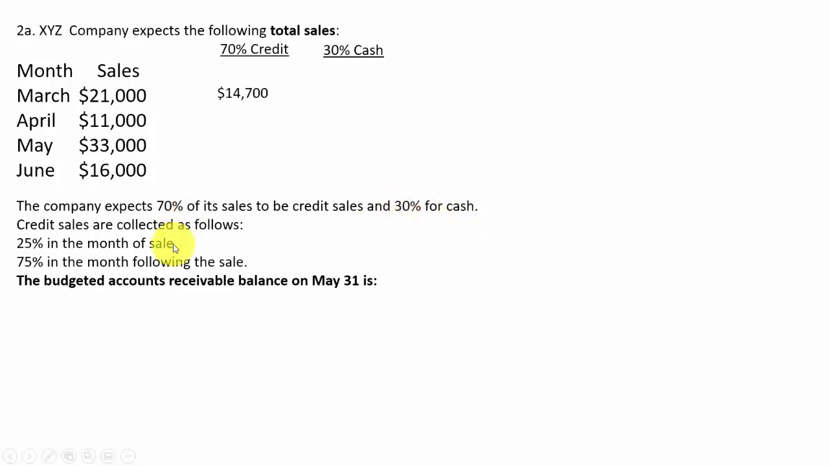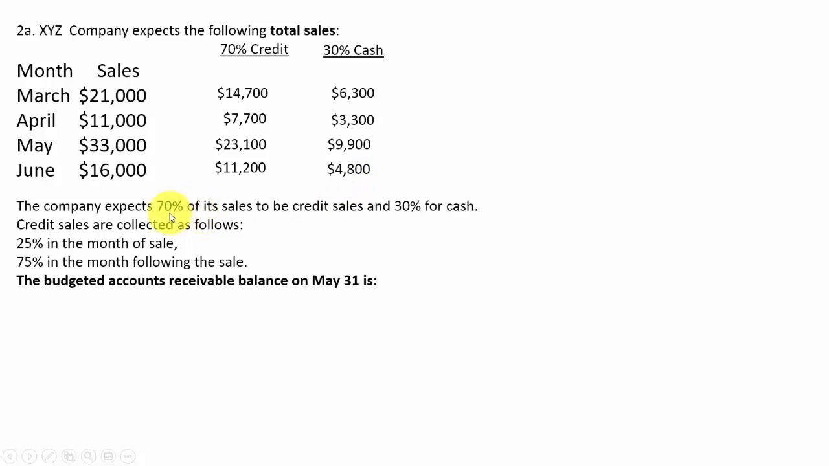$14,700 will be the portion of the total sales in March that will be credit sales, and the rest of them, or 30%, will be cash sales. Same thing for April: $7,700 in credit sales and $3,300 in cash sales. For May, $23,100 will be credit sales and $9,900 will be cash sales. And then in June, $11,200 will be credit sales and $4,800 will be cash sales.